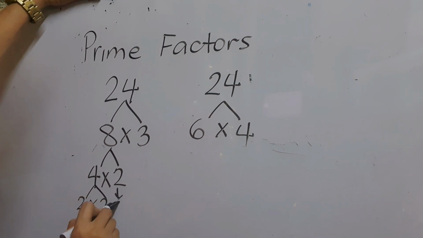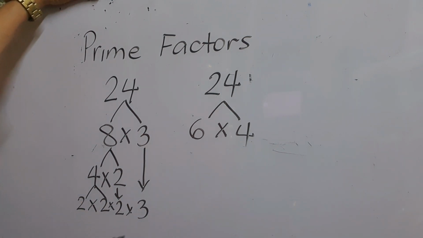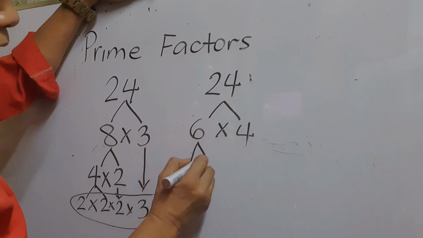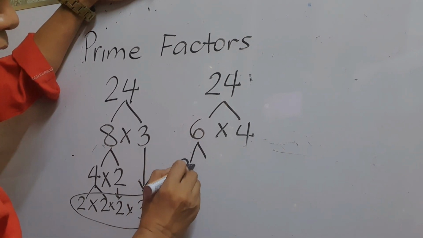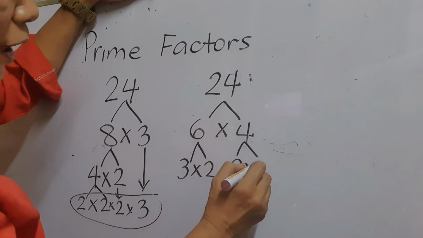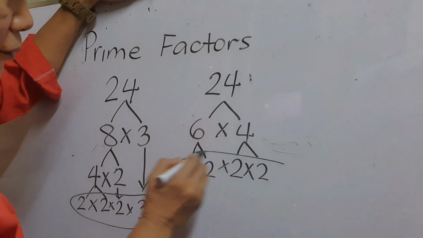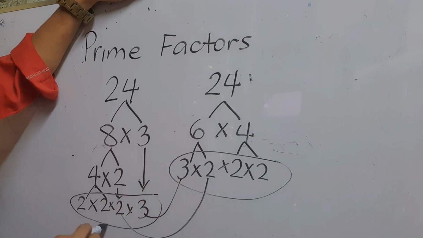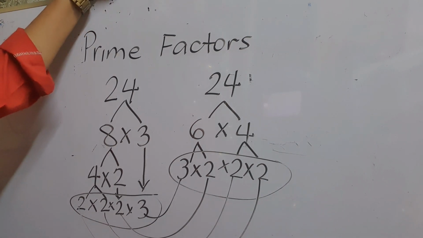Baba natin itong 2. So, there's 2. Ito ngayon yung ating 3. Okay? So, ayan siya. So, 2 times 2 times 2 times 3. Ito yung ating prime factor. Okay? Here, tingnan natin. So, we have here, ang 6 ay galing sa 3 times 2. Ang 4 ay galing sa 2 times 2. Okay, so ito na siya. Okay, so tingnan natin. Ito yung 3, ito yung 2, ito yung 2, ito yung 2. Okay, so pareho. Okay nyo?